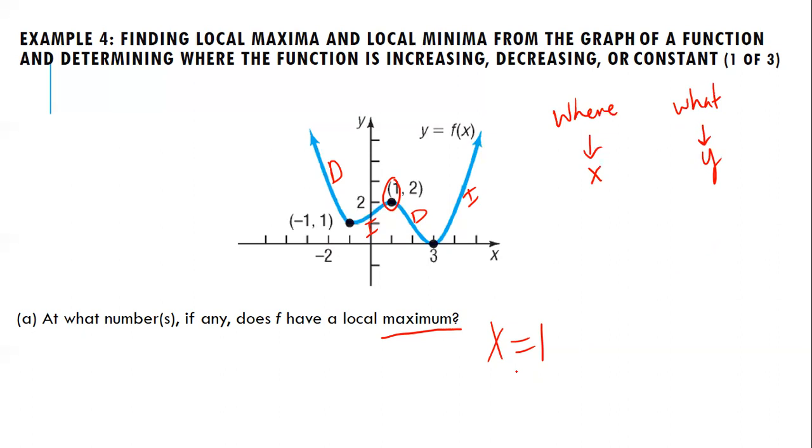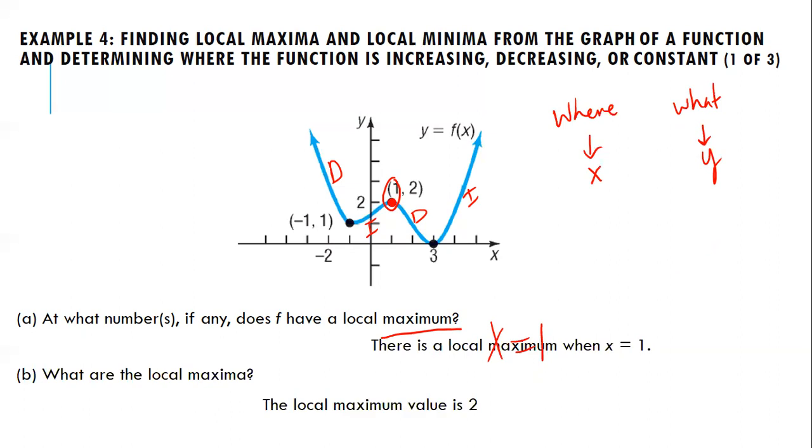Now we're going to still use that same graph, and we're going to do the local maximum. Now, what did I tell you that meant? Y. So what is the local maximum? It's 2.